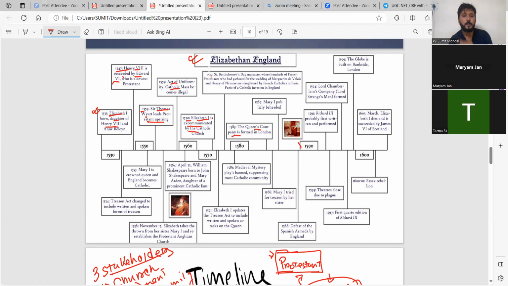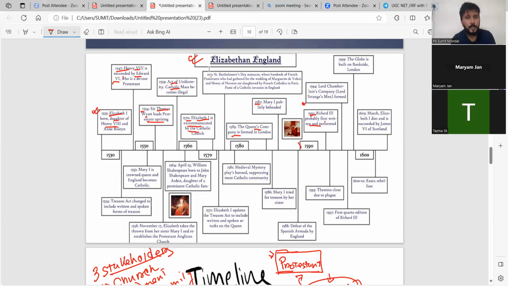आगे जाके आप देखोगे Queen Victoria is actually ruling, and somehow she is taking over the power of the British East India Company. So obviously the Queen's establishment that started, and Mary I publicly beheaded. Okay, then 1591 अगर देखोगे, Richard III first written and performed. It was a drama by Shakespeare, as you all know. So these are some very important events.